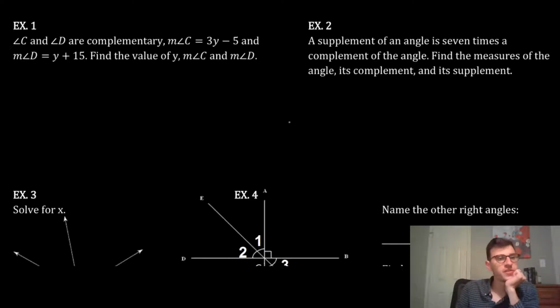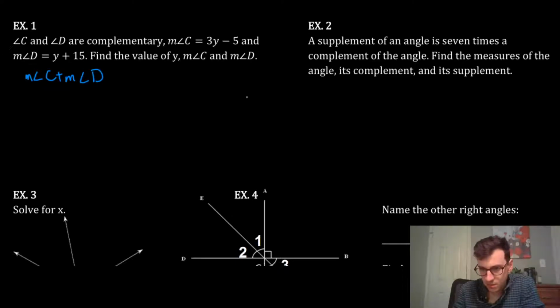Our first example, C and D are complementary. Okay, we saw something like this before. C and D are complementary. That means that, I'm just gonna say it right off the bat, the measure of angle C plus the measure of angle D is equal to 90. We're going to change colors. Okay, C plus D is 90. They're complementary. That's what that means.